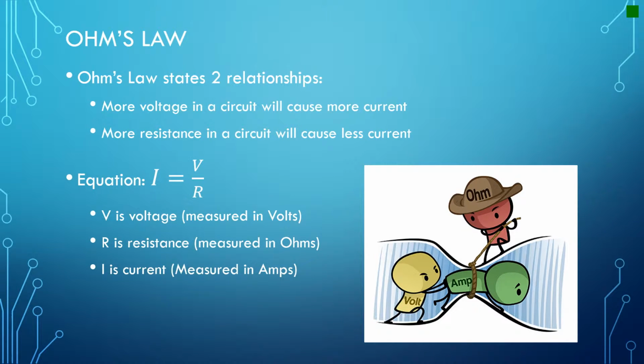Ohm's law tells us two relationships. First, it tells us that if we increase the voltage in a circuit, then the current in that circuit will also increase. For example, if we increase the amount of voltage attached to this light bulb by adding batteries, then the current flowing in that circuit would also increase and the light bulb would light up brighter.